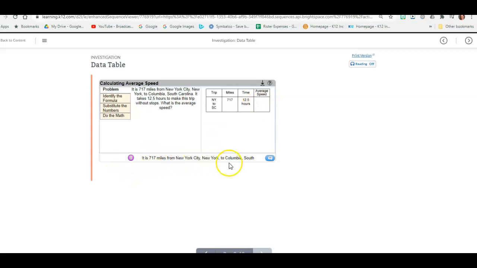It is 717 miles from New York City, New York, to Columbia, South Carolina. It takes 12.5 hours to make this trip without stops. What is the average speed? All right, so it's just reading you the problem if you didn't see that. So again, you can calculate there and find the formula you're going to use, put the numbers in, and then do the math.